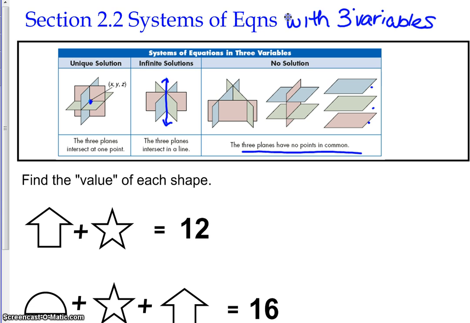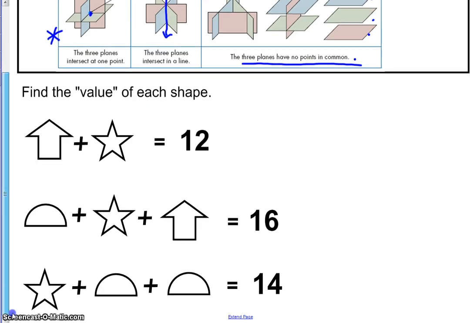For the most part, we're going to go more simply. We're probably going to have a solution, a simple solution. So most of the time, we're going to have one of these answers. Every once in a while, we'll get a line answer or a does not exist answer, which means they have no points in common. But let's look at this. Let's look at shapes before we look at variables.